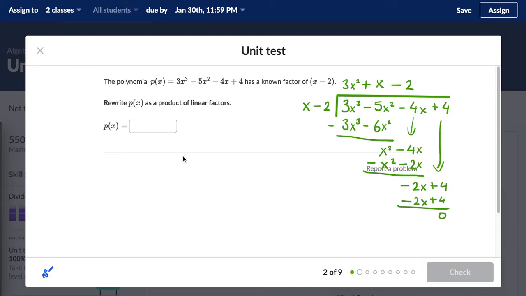Okay, let's break up our factors, because we're not quite done yet. That was just the division part. Let's set up the factors. So we know we have a factor of x minus 2, so let's plug that in right away, x minus 2, and our remaining factor is a quadratic. Let's take a look at this. We've got a quadratic here of 3x squared plus x minus 2.